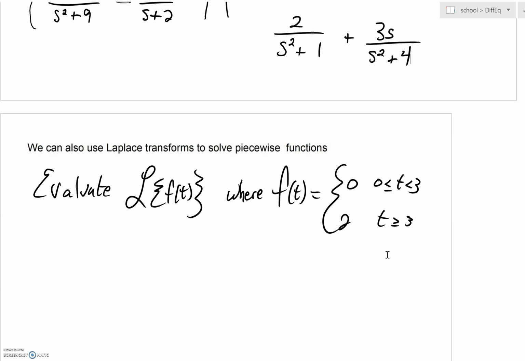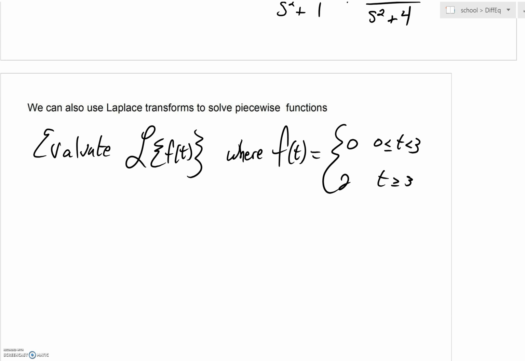Finally, we've got this last problem that we're going to take a look at. And what can seem a little frightening at first is the fact that we've got a piecewise function. So we could do this Laplace transform where f is defined to be 0 in certain locations. That's between t greater than or equal to 0 but less than 3. And then it's 2 as t is greater than or equal to 3.